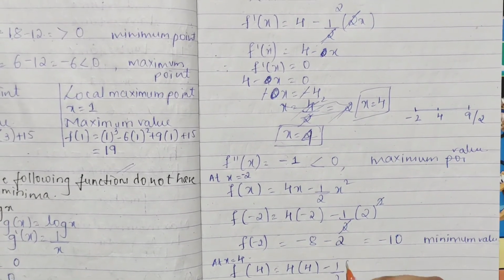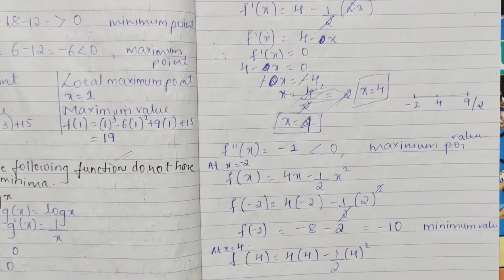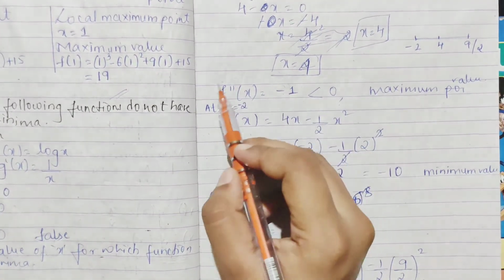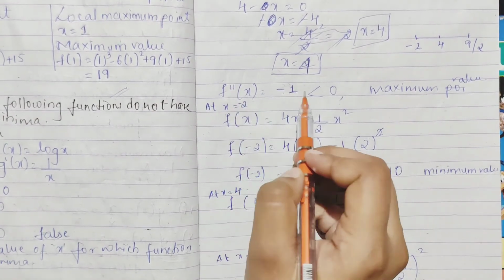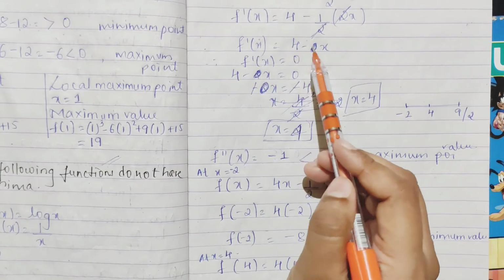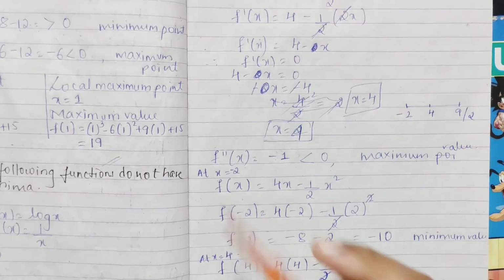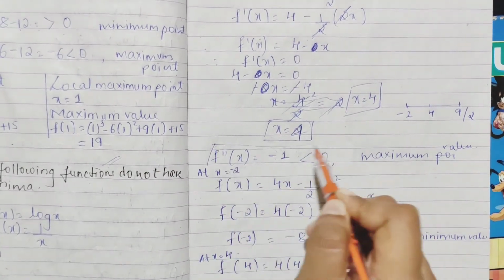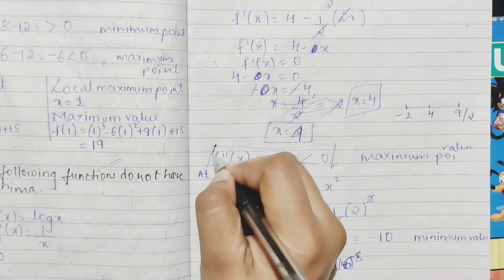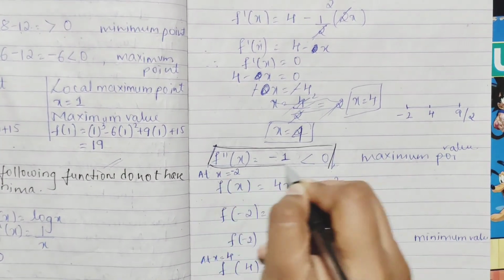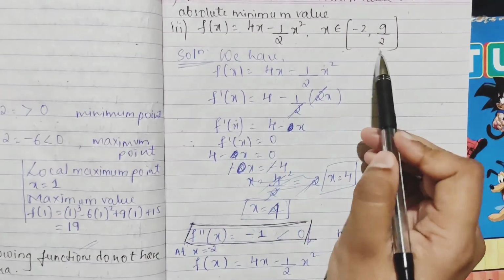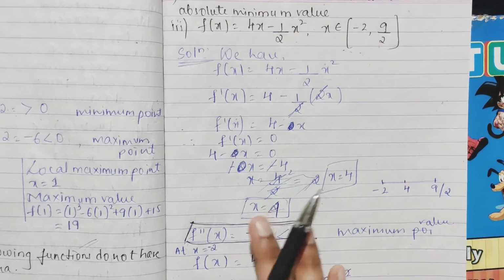4 into 4 minus 1 by 2 into 4 square. When you are going directly with the first derivative, you just check it. In your mind you can skip this step, because when you get intervals like this, you will probably get it in such a way only.